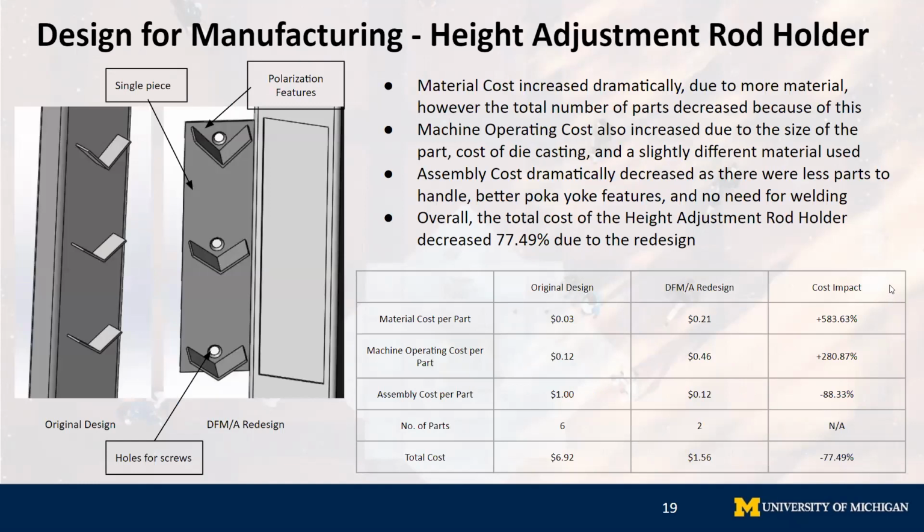Comparing the redesigned height adjustment rod holder to the original, the material cost did increase by about 584% due to more material. However, the total number of parts did decrease. The machine operating costs also increased due to the size of the part and the cost of the die, along with the slightly different aluminum alloy which was used. So this increased the cost by about 281% per part. The big cost savings came from the assembly costs as this drastically decreased because there were less parts to handle, poka-yoke features to aid in the placement, and the need for welding was eliminated, and the cost decreased by about 88%. Overall, the total cost of the height adjustment rod holder decreased by 77.5%.